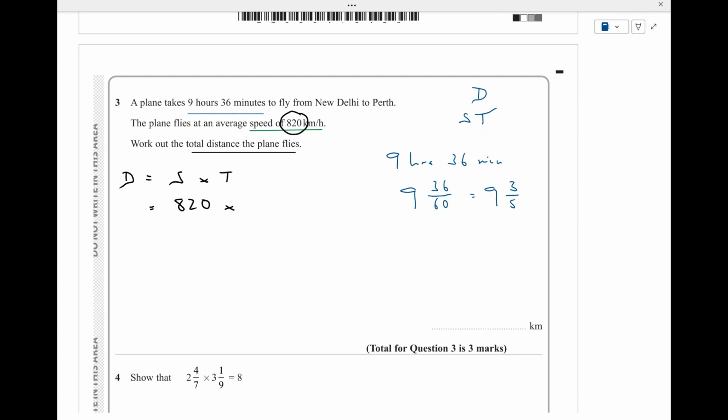So I'm going to do 820, which is the number of kilometers my plane goes every hour, multiplied by 9.6, or 9 and 3/5, the number of hours it travels for. So 820 times by 9.6 tells me that it travels a total distance of 7,872 kilometers. And that is question 3 done.